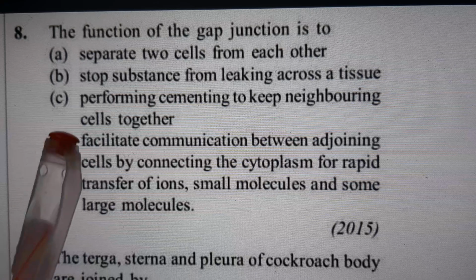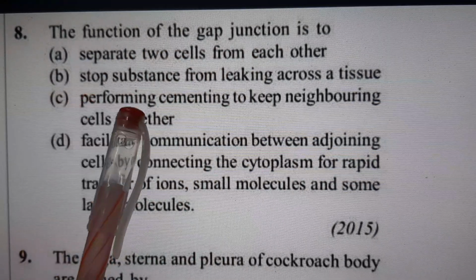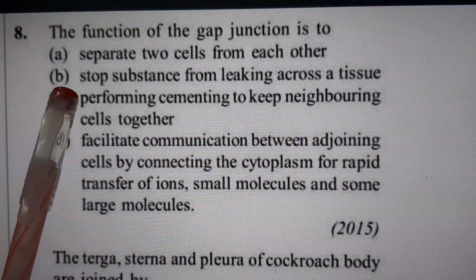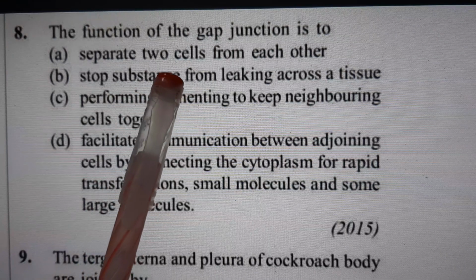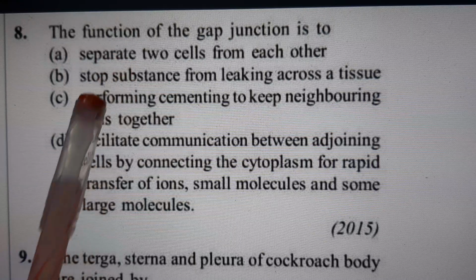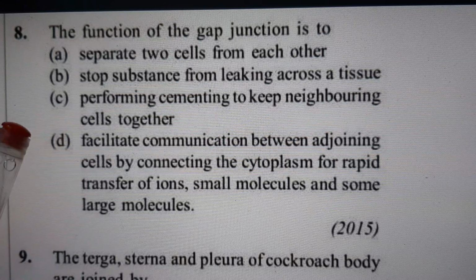Let us look at option 1, separate two cells from each other. This is not the function of gap junction nor any other junction. Let us look at the second option, stop substances from leaking across the tissue. This is the function of tight junctions. So, tight junction stops substances from leaking across the tissue. Third option, we have performing cementing to keep neighboring cells together. That is nothing but what the adhering junction does. Adhering junctions perform the cementing to keep the neighboring cells together.